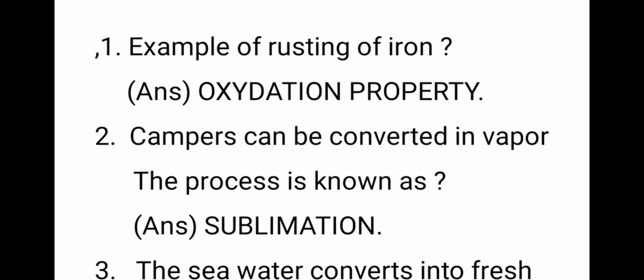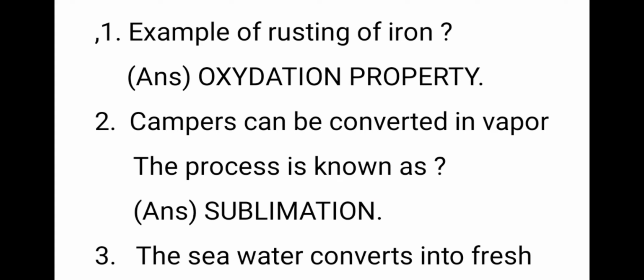So we will go through the bits for examination purposes. The first bit: the example of rusting of iron. Several times this question arises in the examinations. It is the oxidation property. Iron rusts because moisture is present in the atmosphere. When iron is outside, on our houses or gates, it reacts with oxygen and is converted into iron oxide, FeO. That is the main problem of the oxidation property.